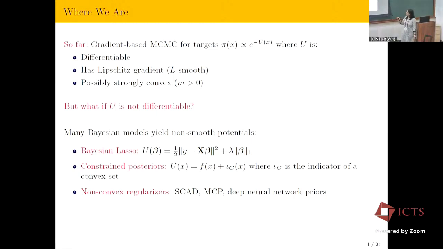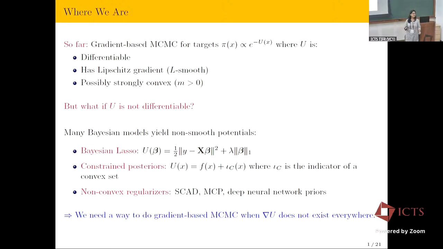And then, in addition to the lasso regularizer, which is an L1 convex regularizer, there's a whole horde of regularizers, both as Bayesian priors and as model fitting strategies in high dimensional settings. So all of this is to say that the fact that U may not be differentiable is not a figment of our imagination. It is actually a reality in many different problems. So we do want to do a gradient-based MCMC method when grad U does not exist everywhere.